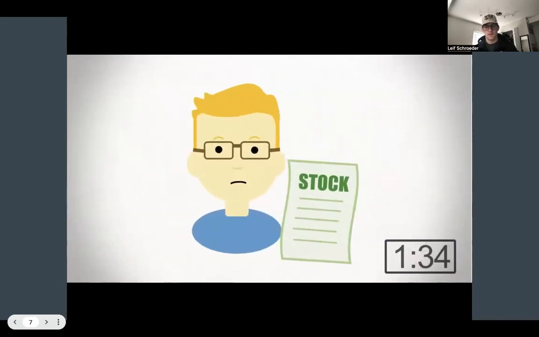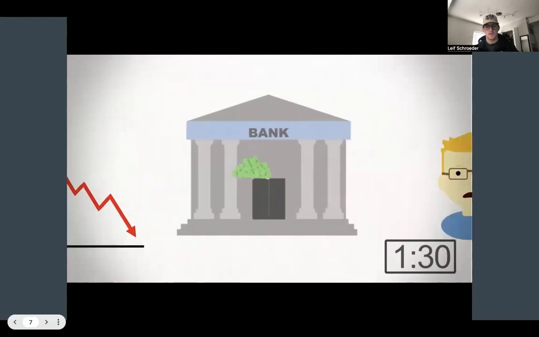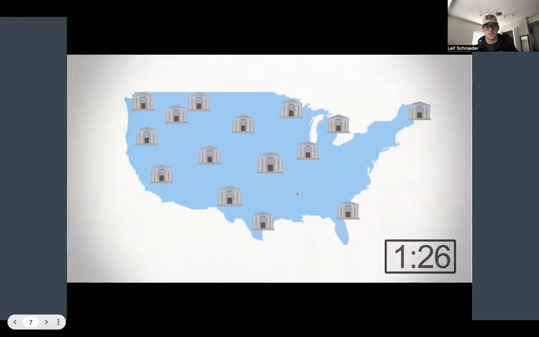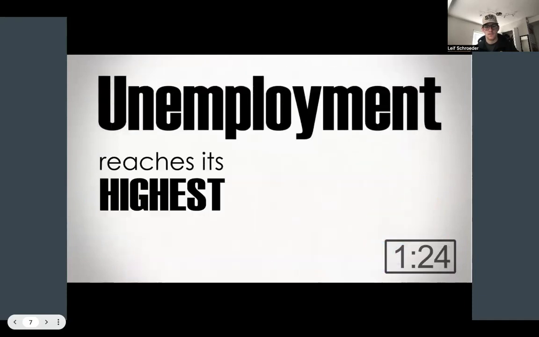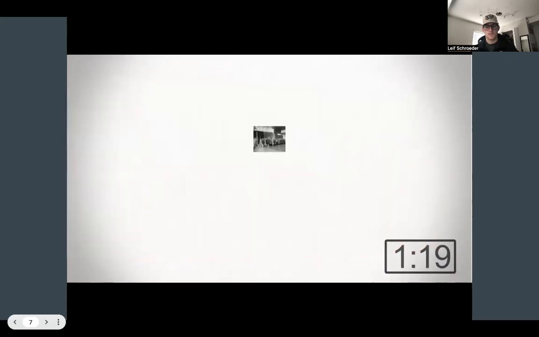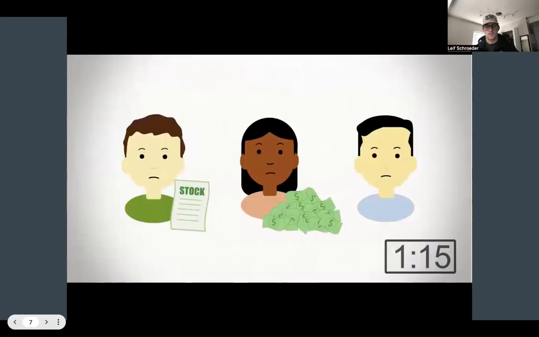And it's not just investors that are hit. Remember that money the banks borrowed? Well, a bunch of it is lost in the markets too. And people are only getting back 10 cents for every dollar they had in their account. Banks across the country shut down, and unemployment reaches its highest level in U.S. history, 24.9%. By this point, breadlines, soup kitchens, and homelessness are common sights. Whether you invested, borrowed money, or even just held money in a bank account, the Depression found a way to hurt you financially.